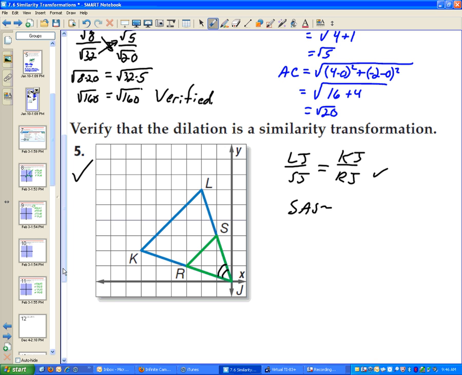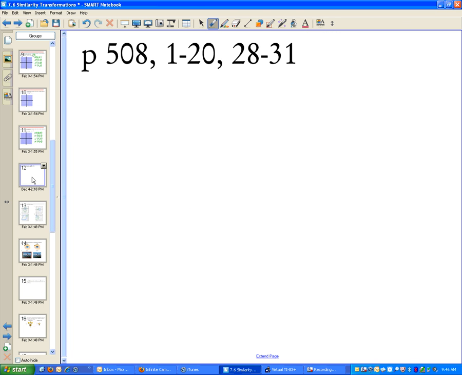All right. Any questions? There's your assignment. Page 508, do 1 through 20, and then 28 through 31. I think you'll find a couple of these to be fairly challenging. Don't skip them. Give them a shot.